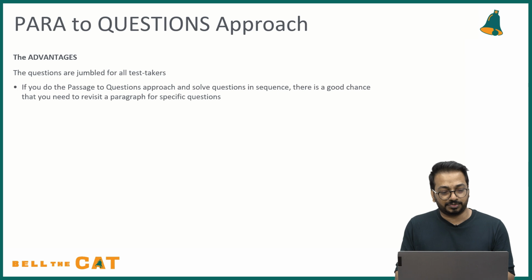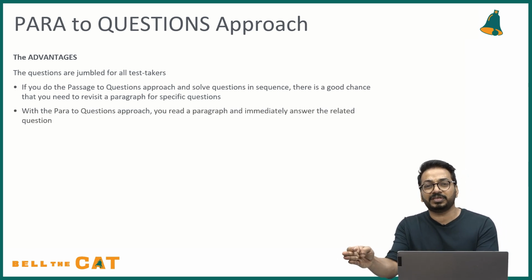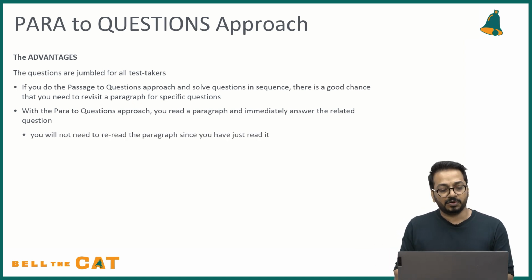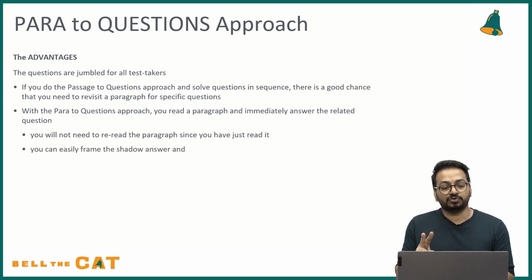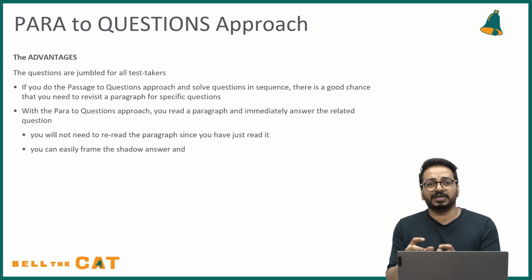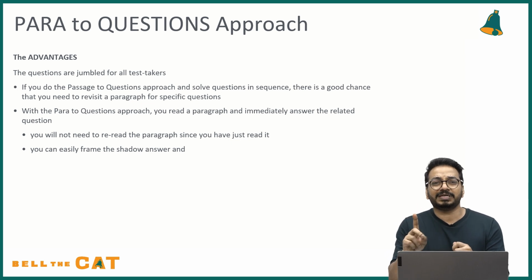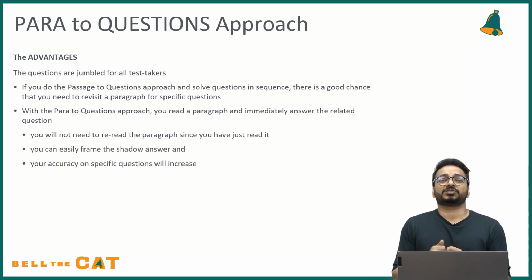But in the paragraph to questions approach, if you read a paragraph and immediately you know that there is a question related to it, you solve it. So what are the 2 big advantages? 1, you don't need to reread. You've just read it. 2, you can easily frame the shadow answer, because you've read a paragraph and you have figured, acha, what is the argument of this paragraph? The argument of this paragraph is this. Now you've gone to the question, 9 out of 10 times that argument will be the shadow answer to the question, more or less. So your accuracy on specific questions will go up, because you've just read something.